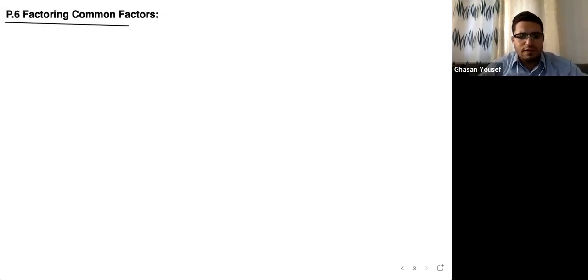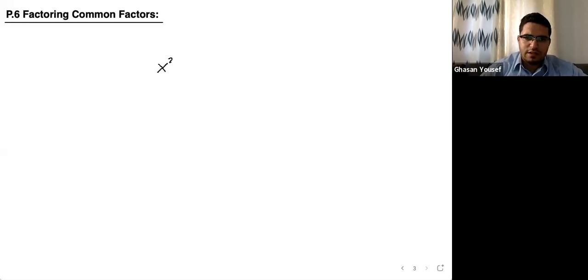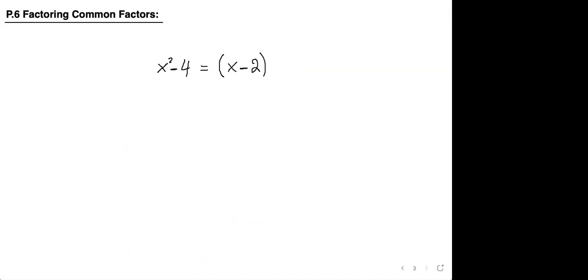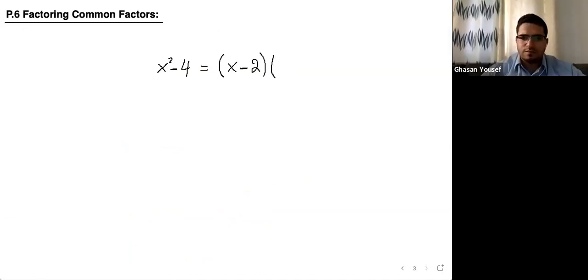So the first thing we have to know, if I have an example like this, x squared minus 4, the factor of this one is x, the square root of x squared is x, minus 2. I mean, applying this formula, a squared minus b squared equals the first term minus the second term times the first term plus the second term. So we apply the first formula, and I get x minus 2 times x plus 2.